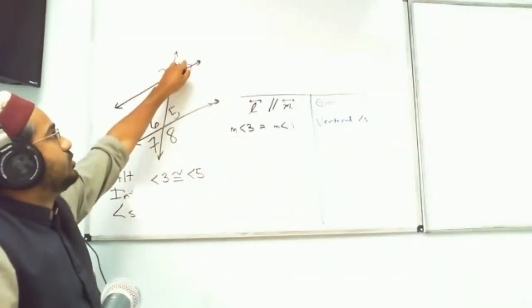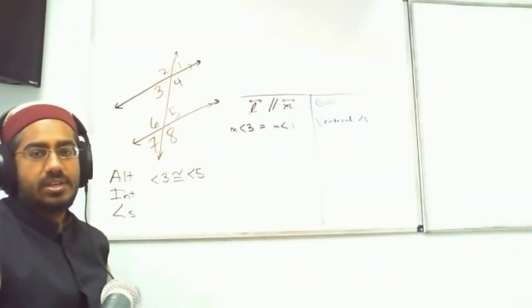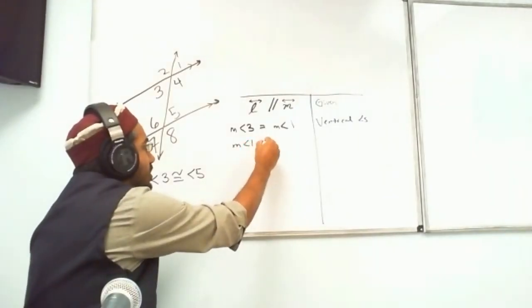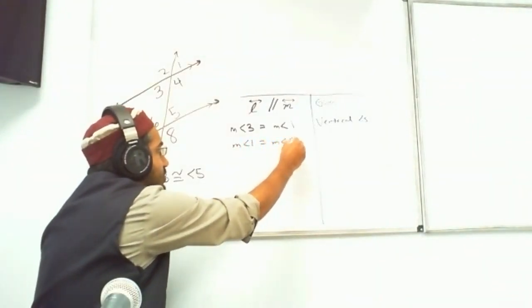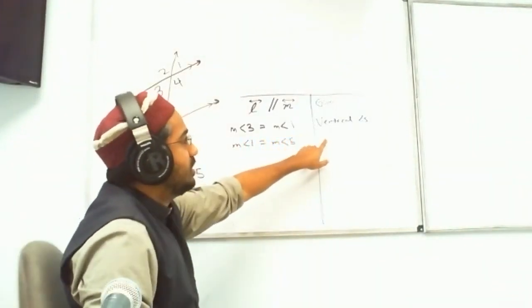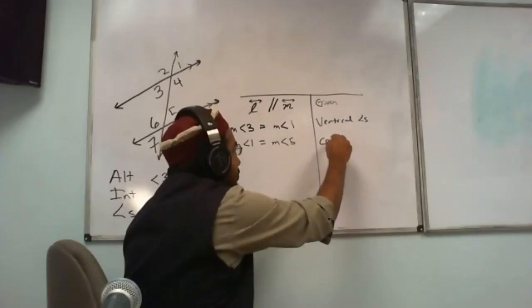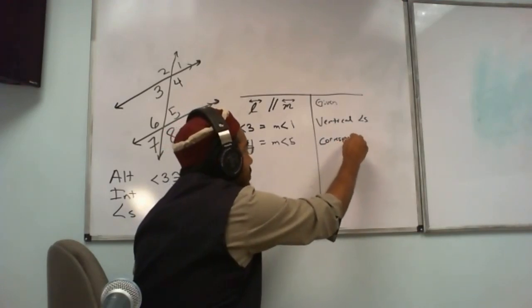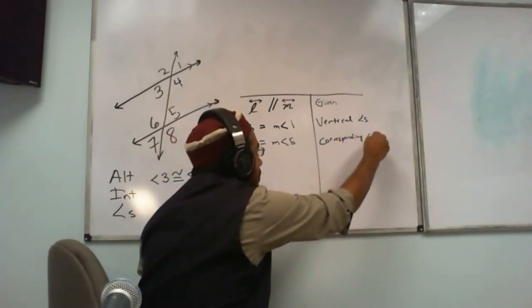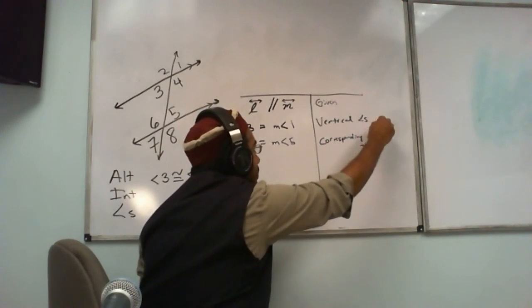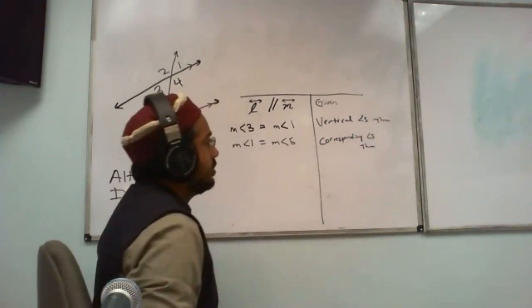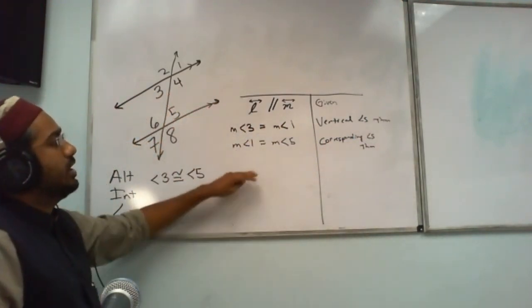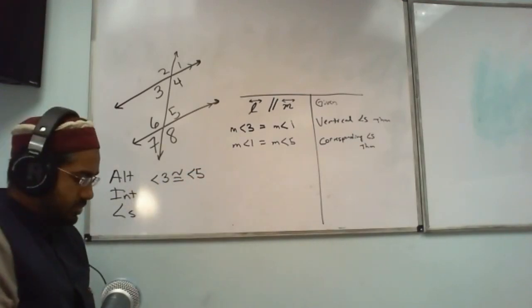So what was the next step? We said 3 is equal to 1. What else did I see? That one is also corresponding to 5. So the next thing I want to say is that the measure of 1 is the measure of 5. And what reason am I going to put over here? The corresponding angles theorem. These are called theorems, right? Corresponding angles theorem, vertical angles theorem. All right. So then what is the next step I'm going to do?